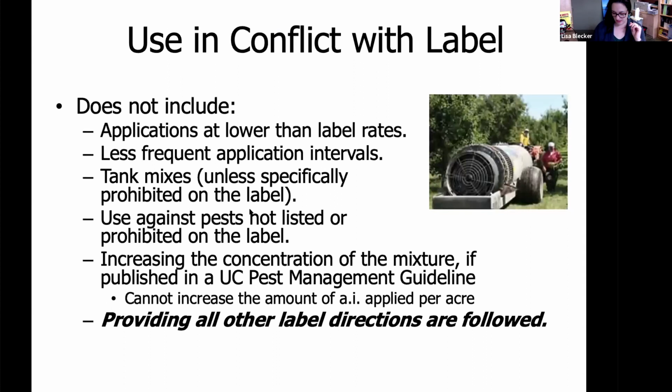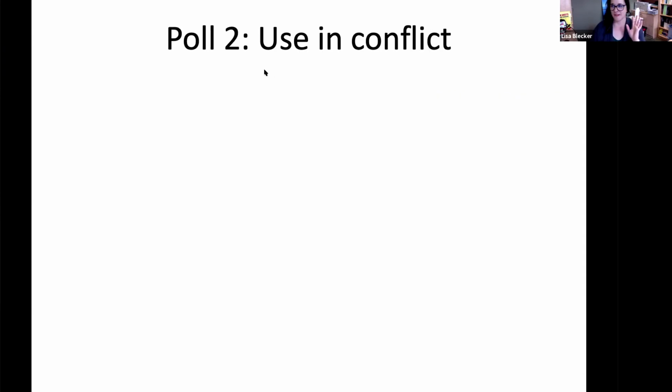Okay, so I'm going to just talk to the poll. So let's go through these. 95% of you, so use in conflict, right? It means I have a registered label, but I'm not following the right instructions. So to be clear, if you have a use in conflict, that makes it an experimental use, okay? And you can do that. I mean, we have this privilege that we have this policy and it allows us to do that. So if you are using a rate that is higher than what the label tells you to use, that is an experimental use. And so 95% of you knew that, and I applaud you.